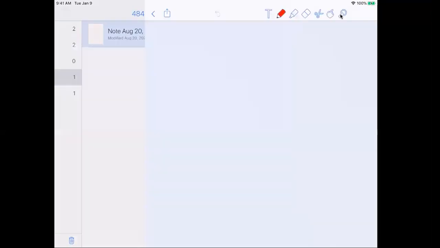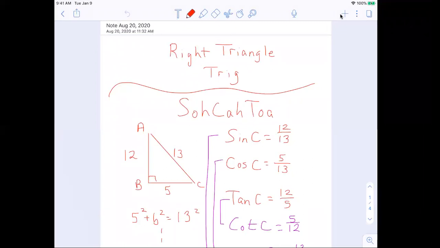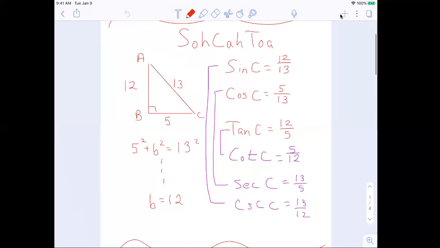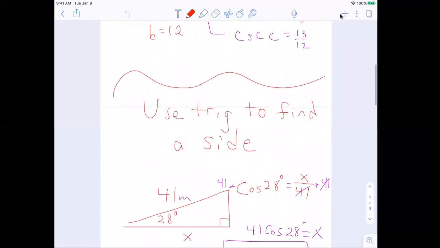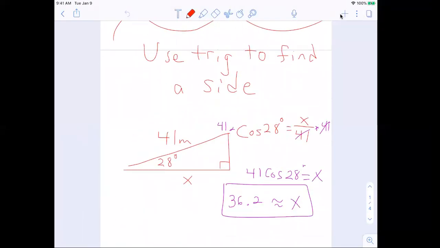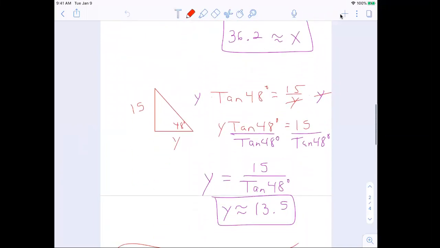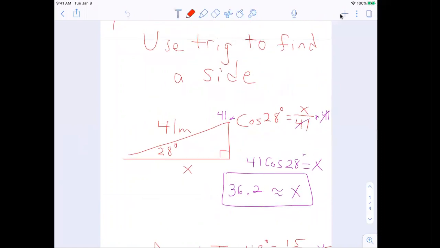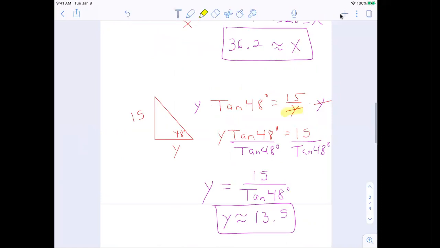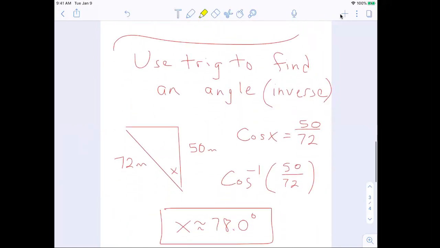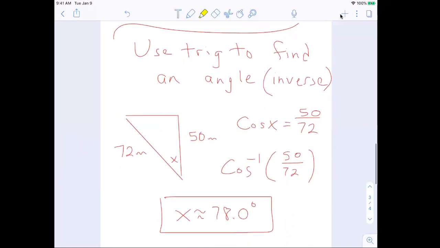And so the notes that we did the other day, we started off with our right triangle trig notes. We did SOHCAHTOA, talking about those relations. We just did a Kahoot on that. We then used trigonometry to find a side length. So we did a couple of examples of that. One where our variable was on the top, like this one, for example, and then another one where the variable was on the bottom. And then we used trig to find an angle. And when you do that, we had the inverse button, which looks like this.